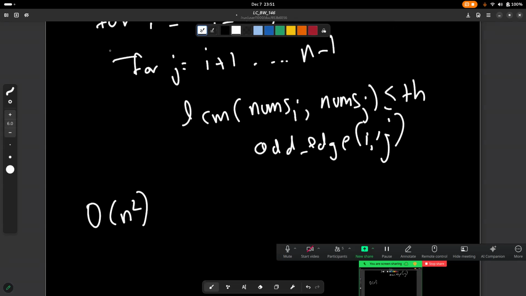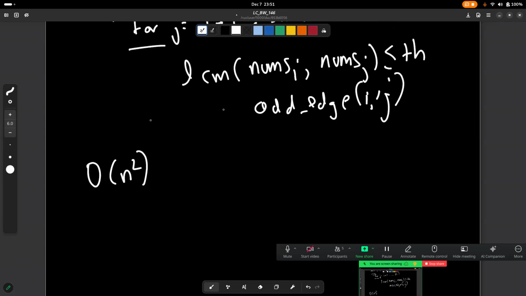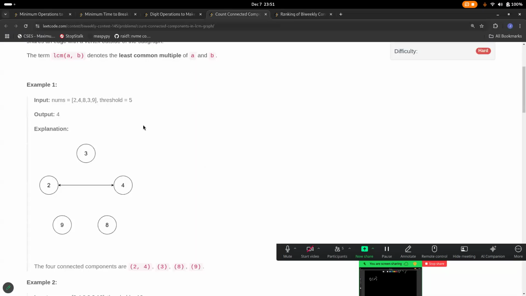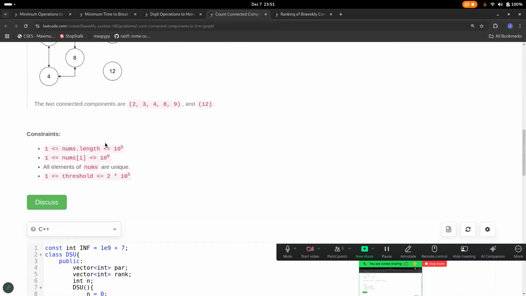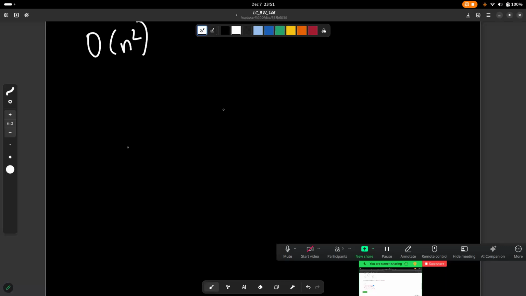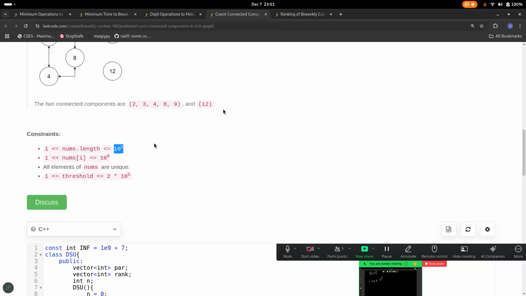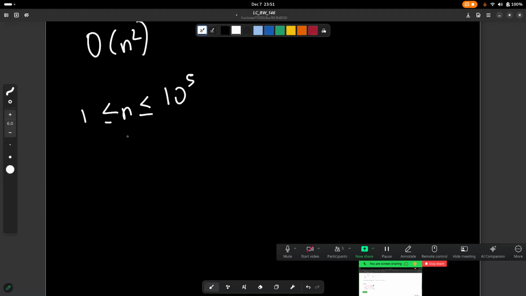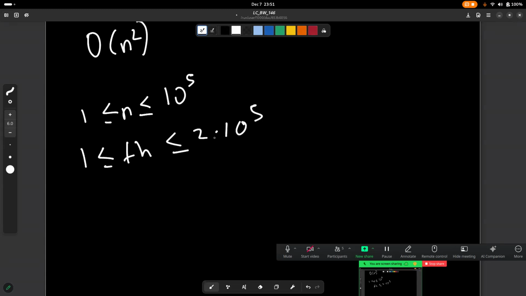N squared for these two loops: the outer loop will run O of n time, and the inner one, at worst on an average, will take O of n time. So this will be an O of n squared solution. But unfortunately, we were given constraints that the number of nodes in our graph is up to 10 power 5. So n is less than or equal to 10 power 5, and obviously greater than or equal to 1. And also the threshold was up to 10 power 5. So no use over here too.